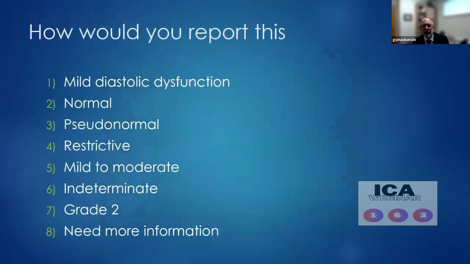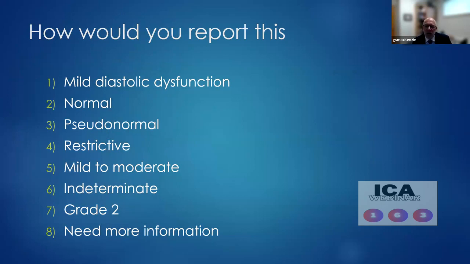So based on that, how would you report this? Is this mild diastolic dysfunction? Is it normal? Is it pseudo-normal? Is it restrictive? Is it mild to moderate? Is it indeterminate? Grade 2, or we need more information? Well, later on, we're going to talk about reporting this particular echo, but as you can see, I put down a number of descriptors that are used to classify diastolic dysfunction, and I think this can be part of the confusion.